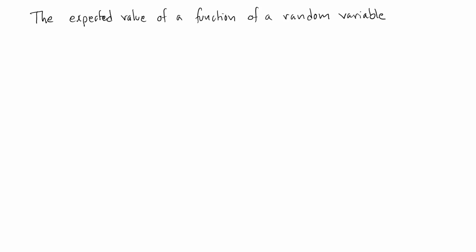So we know what the expected value of a random variable is, at least if the random variable is discrete or continuous. If X is a discrete random variable, then the expected value of X is defined as the sum over all values in the range of X, i = 1 to n, of x_i times the probability mass function f of x_i, where n is infinity if the range is countably infinite.